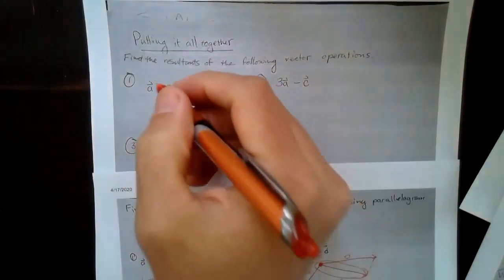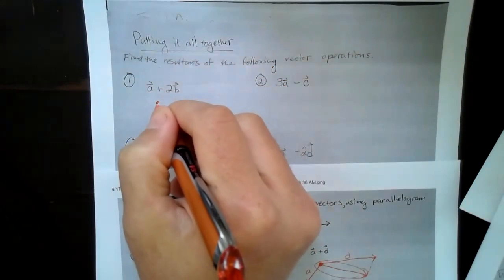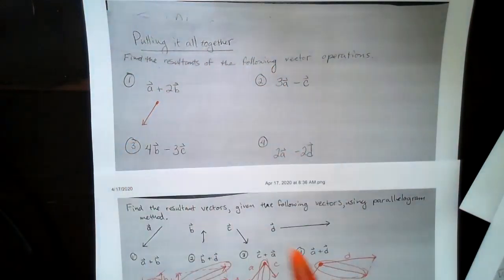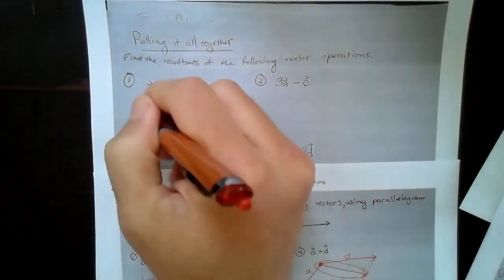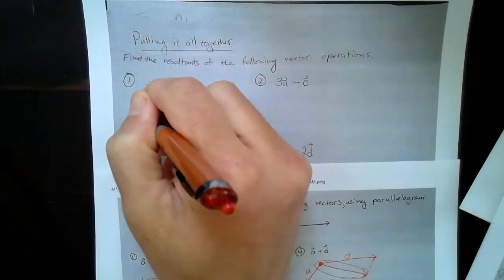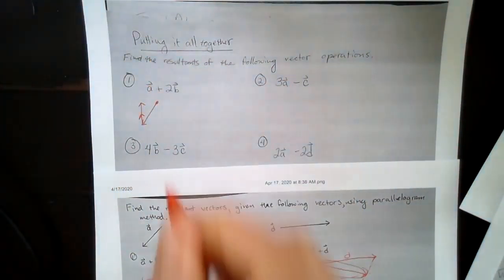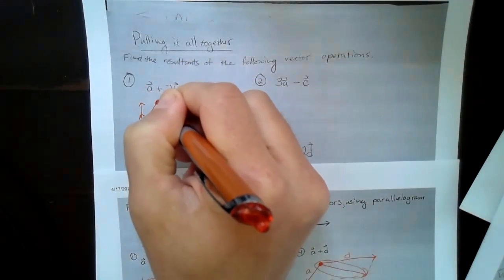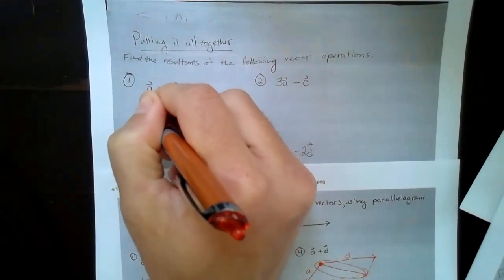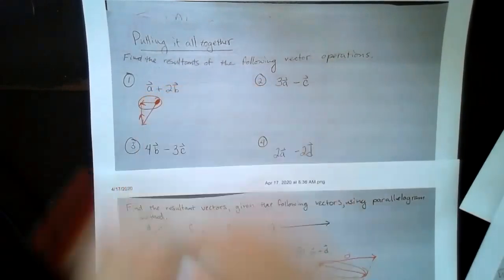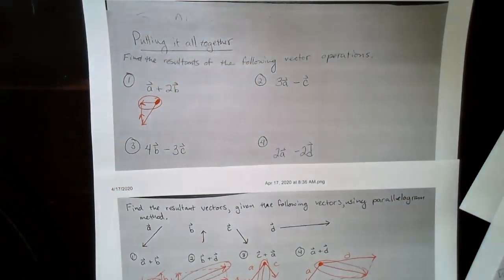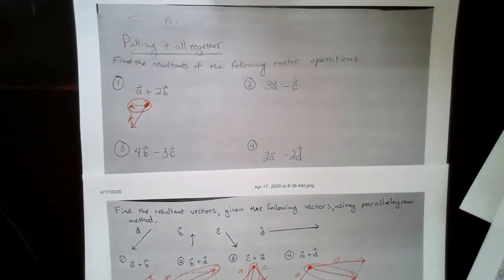If I do a plus 2b, we're going to put our a vector. We're going to put 2b vectors. Those are the little ones that went up like this. And your resultant is going to go from the beginning point to the tip of the last vector, just like that. Next one, 3a minus c.